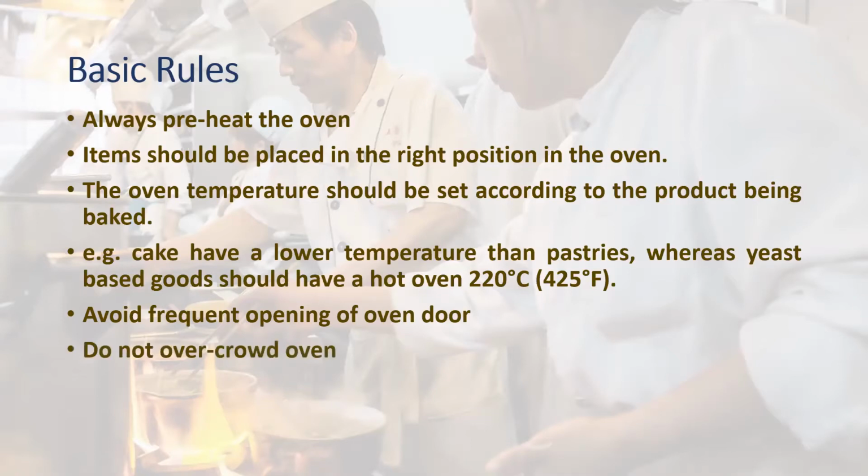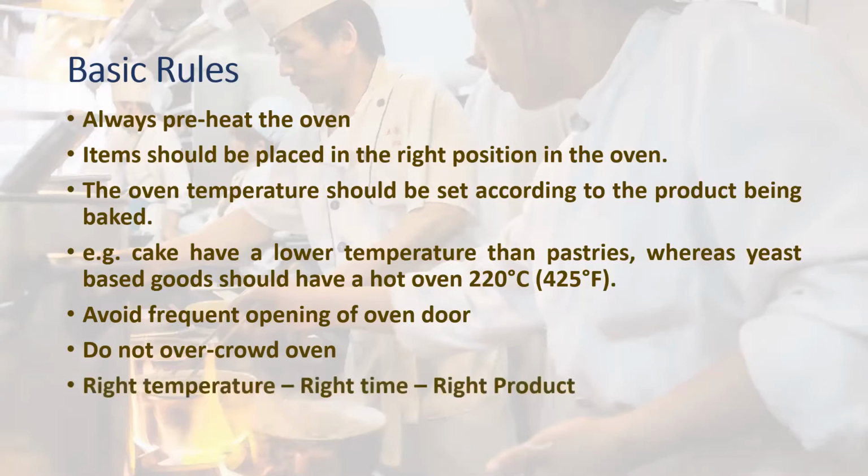Do not overcrowd the oven. Do not stuff the oven with a lot of products at the same time. When a lot of products go in, the temperature of the oven may drop down. Since heat gets absorbed by the food, you have to ensure the right amount of food goes inside for baking. A combination of right temperature and right time will always give you a right product. So always keep that in mind. When you put any particular food in an oven to bake, ensure that you set the right temperature and keep it for the right time inside, and your product will always come out good.